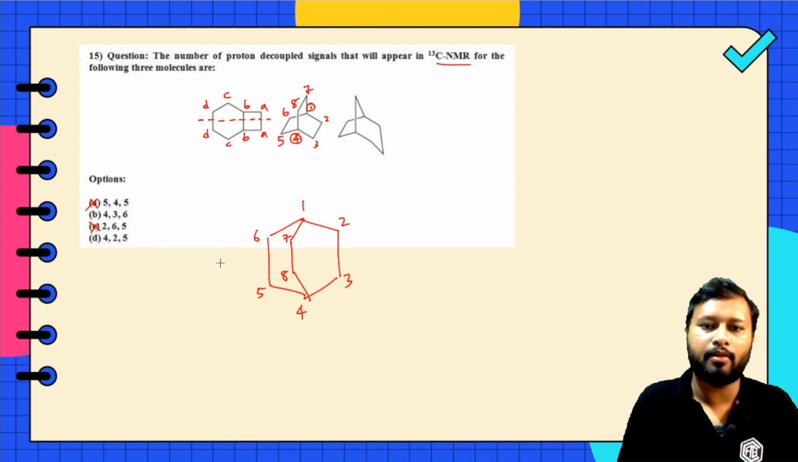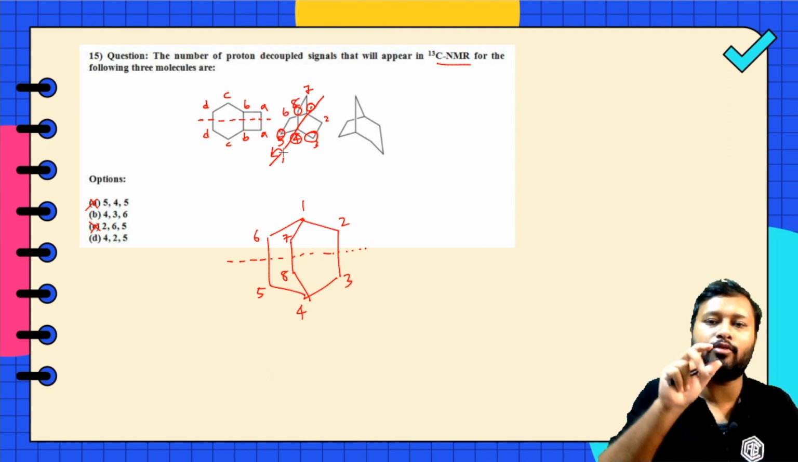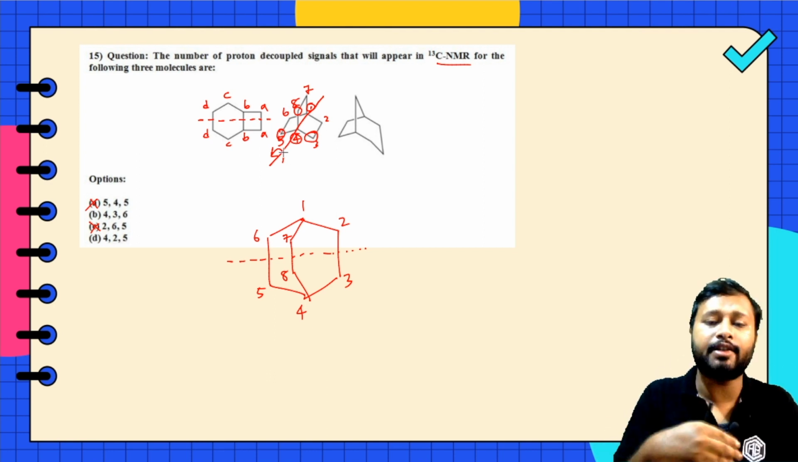Once again, you have to make a plane of symmetry. The carbon on one side will be similar to the carbon on the other side. One thing that is a little different over here is the presence of an axis of symmetry. Axis means if I draw a line like this and start rotating it, this carbon and this carbon are all going to rotate in a similar fashion, or they are going to interchange their positions.